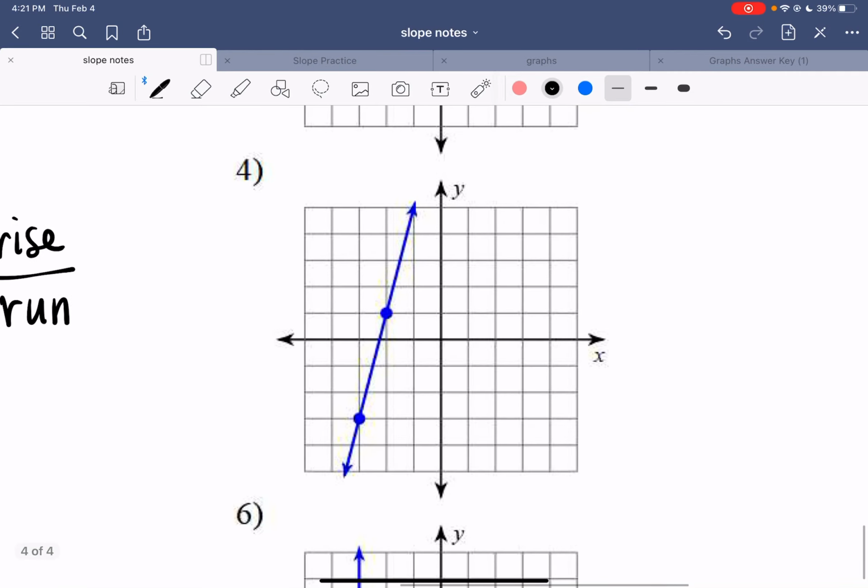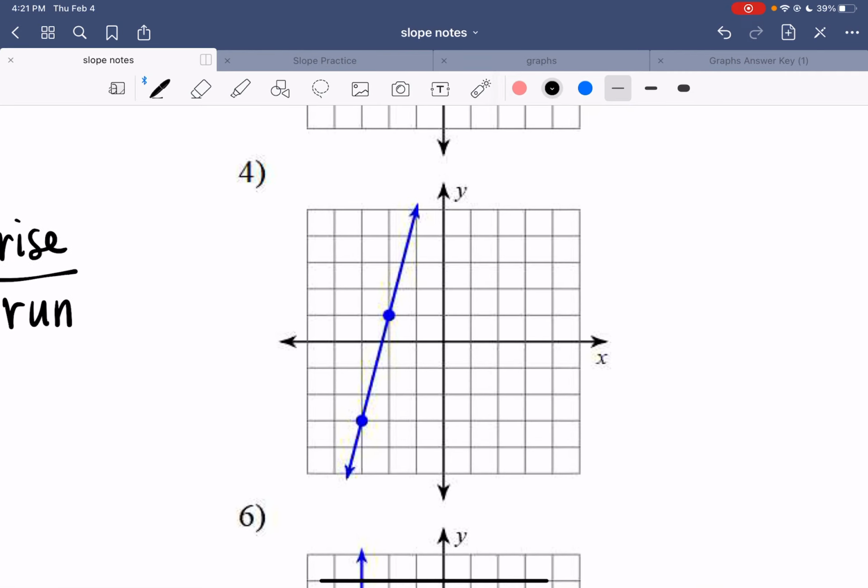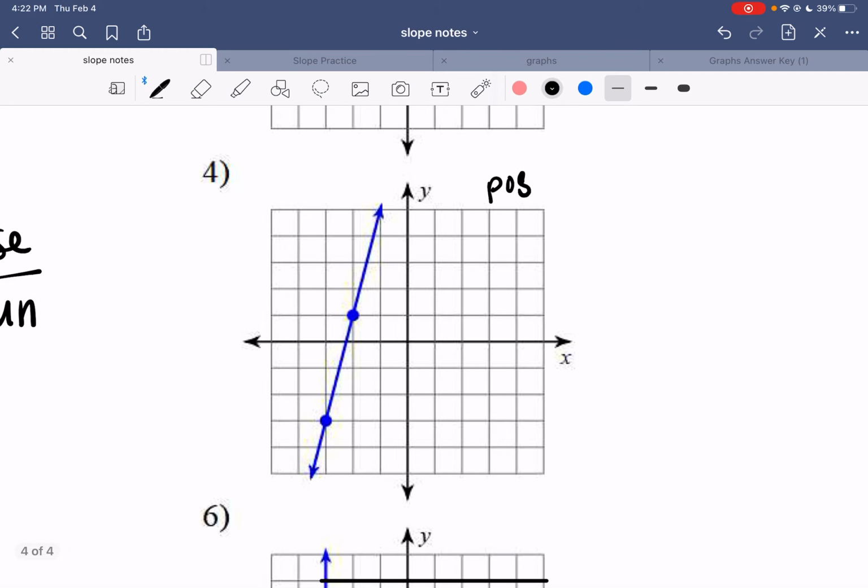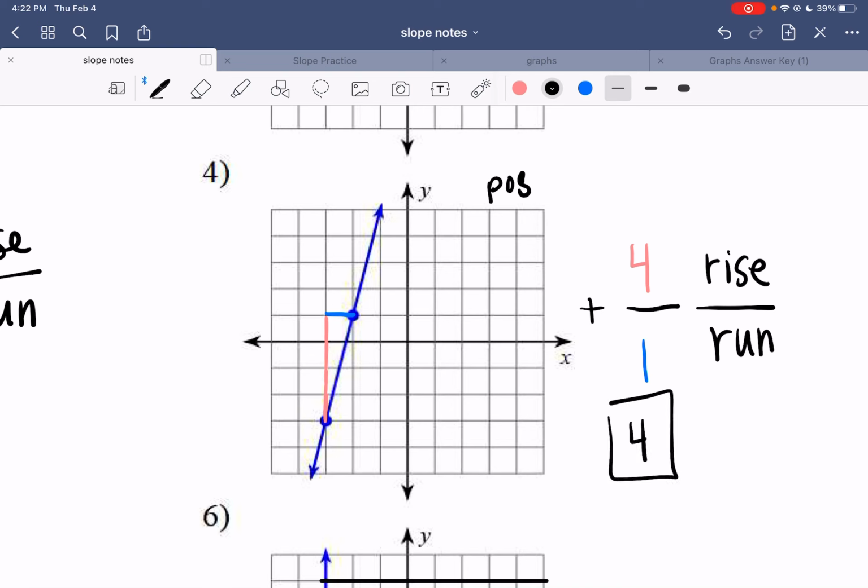Number 4. This is a positive slope. So our answer is going to be a positive. So I'm going to start now with my most left point. And then I'm going to rise 1, 2, 3, 4. My rise is 4 and my run is 1. So rise 4, run 1. And it's a positive, but 4 divided by 1 is just 4, so that is going to be our final answer.